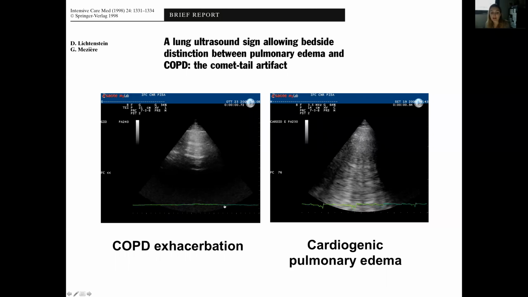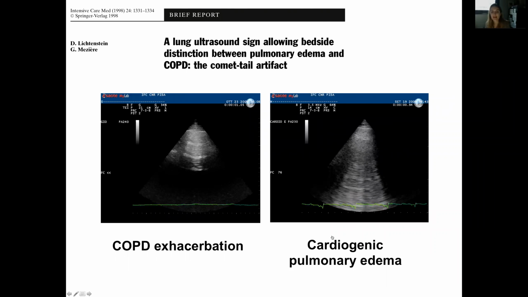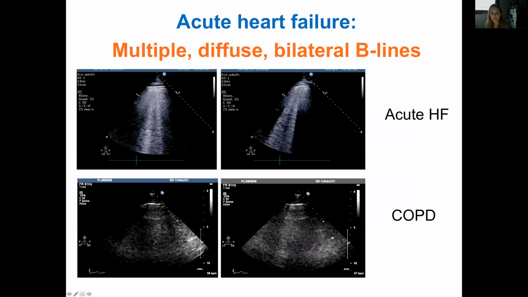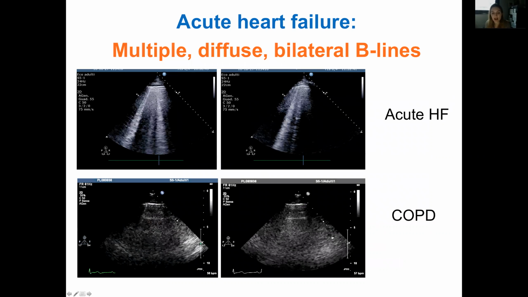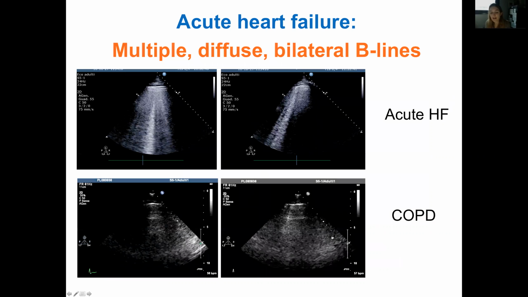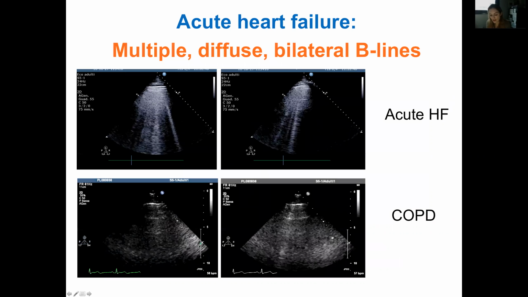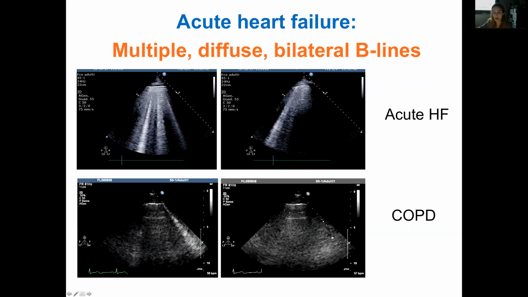So in COPD exacerbation, you don't see B lines. In cardiogenic pulmonary edema, you see the B lines. It's very important, and I like to stress this point, because if it's one of the first times that you are using lung ultrasound and you have a patient with acute dyspnea with a few B lines, you don't have to rush to the conclusion that this patient has a cardiogenic pulmonary edema.